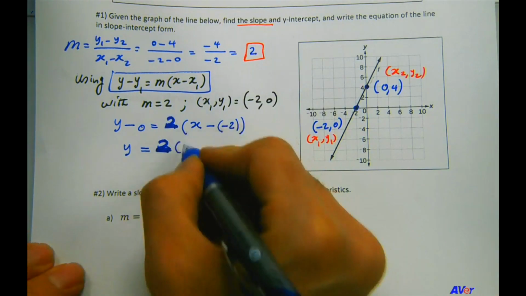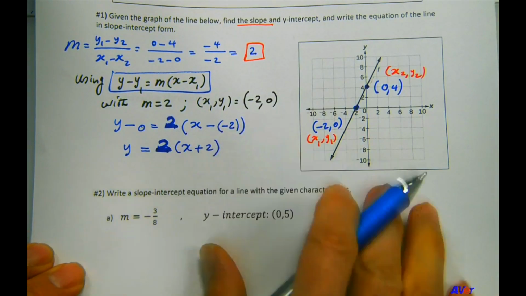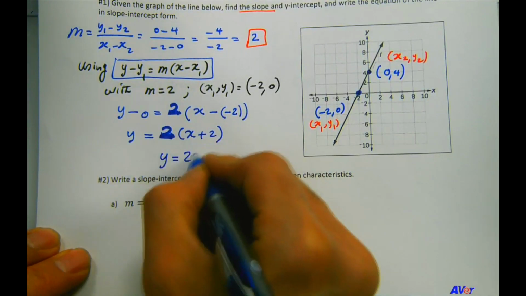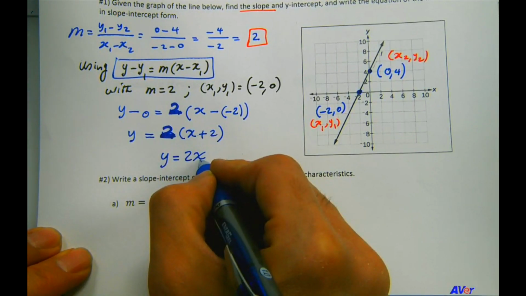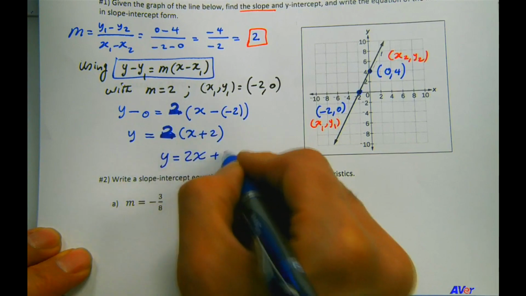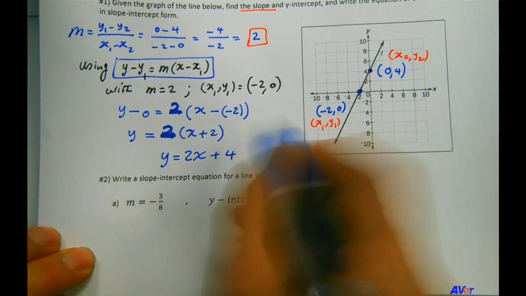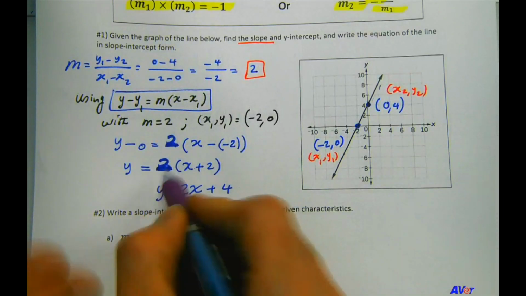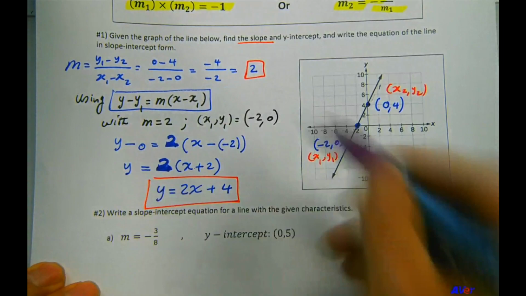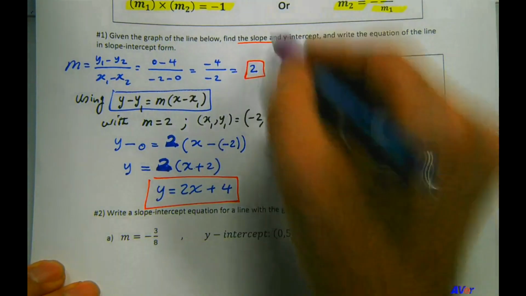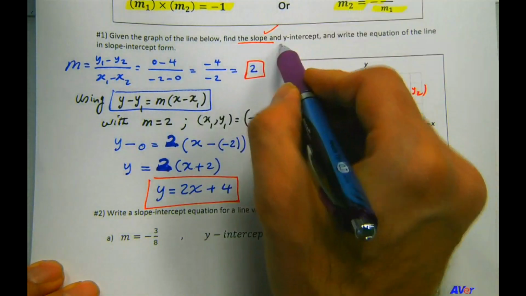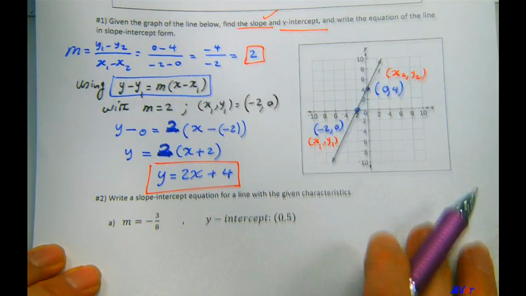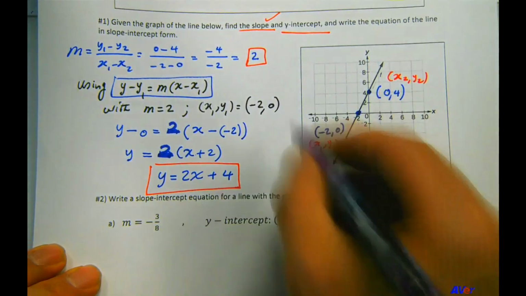Okay, 2 times x plus 2, right? So y, let's distribute. 2 times x is 2x, 2 times 2 is 4. So here's the equation of the line, and they ask us to find the slope. We did. They ask us to find the y-intercept. Right there. Y-intercept is clearly 0, comma 4, right?